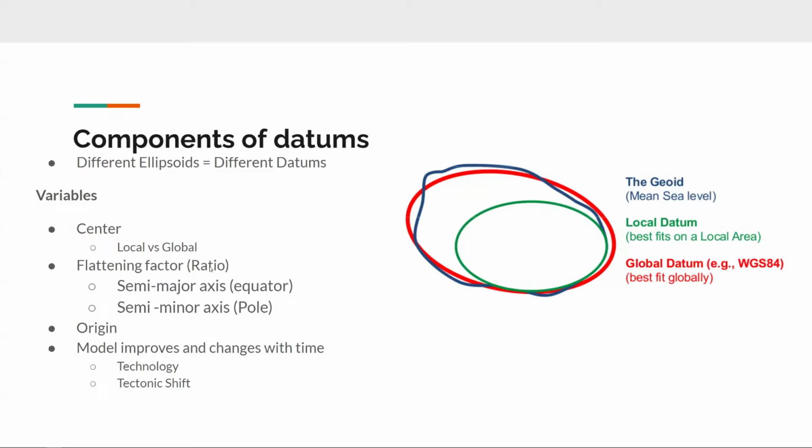The flattening factor is literally the ratio between the equator and the pole, and is just how squished the ellipsoid is. If you see these ellipsoids over here on the right, you can see that it's exaggerated quite a bit. In reality, it's just a slight factor, not much. But different datums can have different amounts of flattening for different models. Also, the origin point refers to the center. And these models are going to improve and change with time, so we call these different realizations.